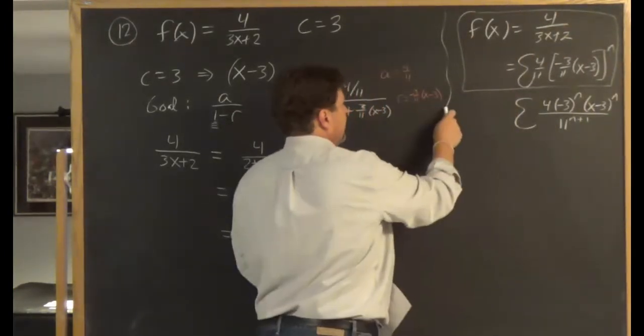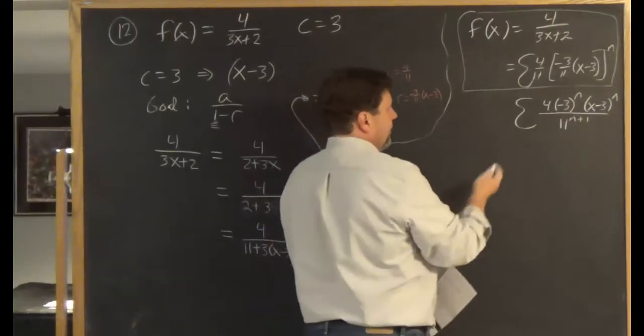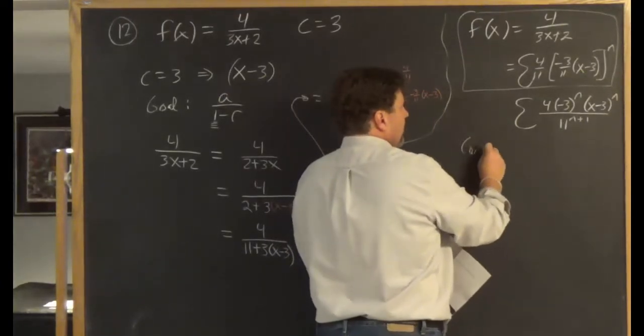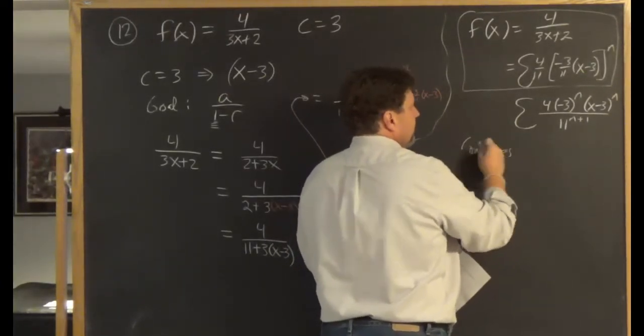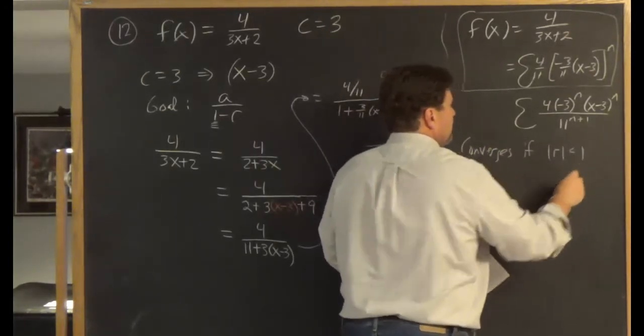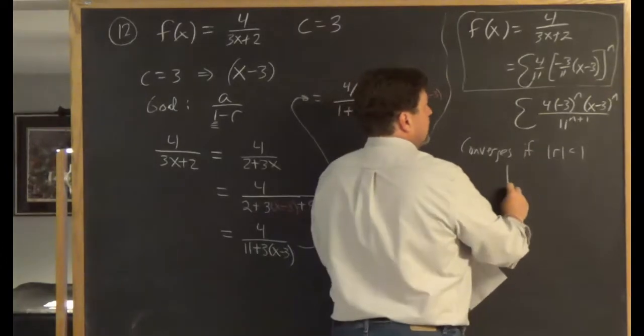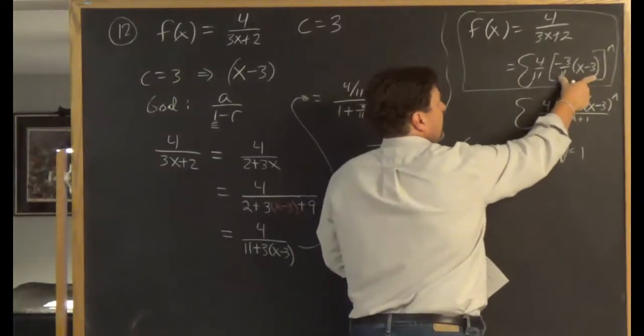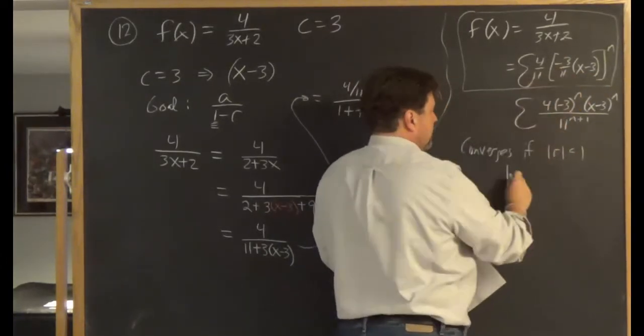All that's left is the interval of convergence. Well, remember, a geometric series converges if the absolute value of r is less than 1. So that's absolute value. Absolute value of a negative is positive.